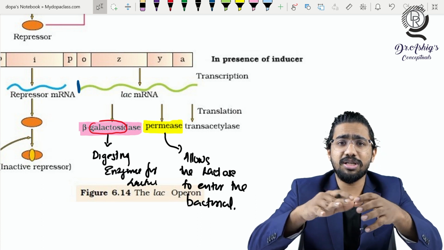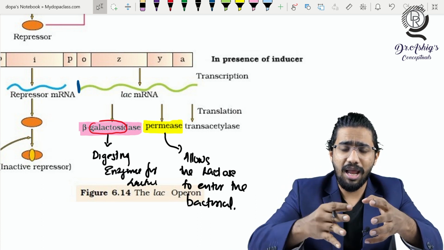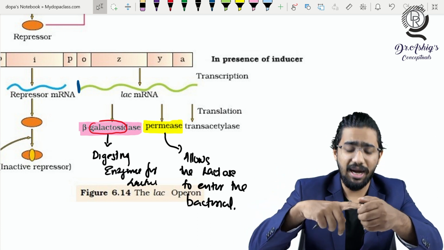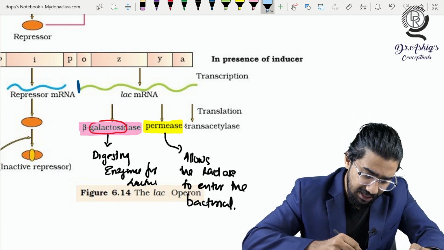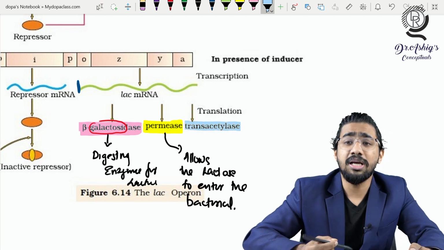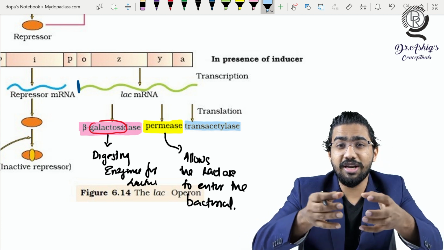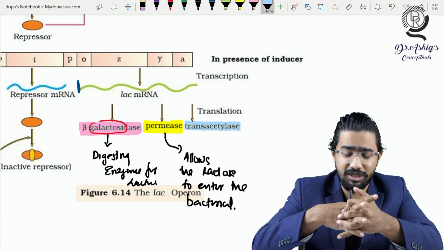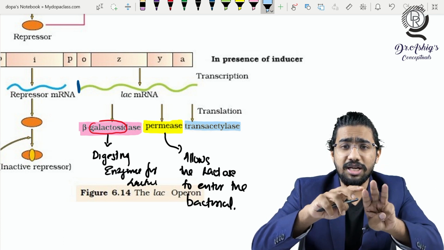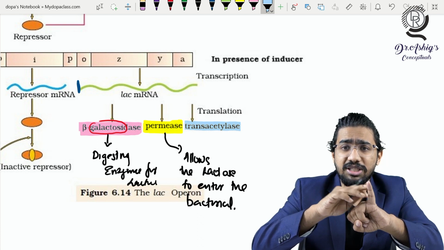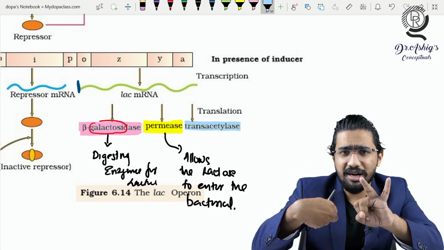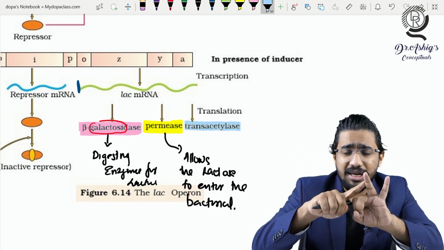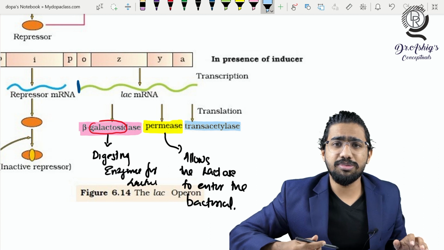Initially the bacterial cell is not permeable to lactose. When the permease is there, it increases the permeability so that lactose will enter. The third enzyme the bacteria needs is transacetylase, and that is for energy purposes. You know every reaction needs energy. So here there is some kind of transacetylation that serves the energy purpose. So we have three enzymes: one for digestion, another for intake by increasing permeability, and the third for energy. They are beta galactosidase, permease and transacetylase. Three enzymes are needed.